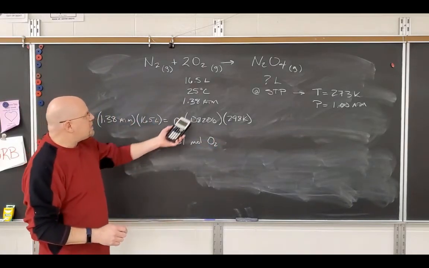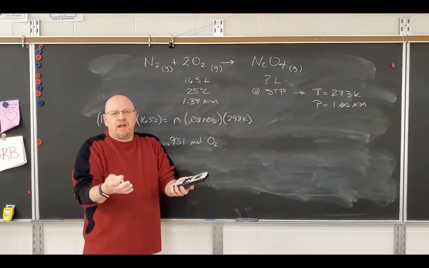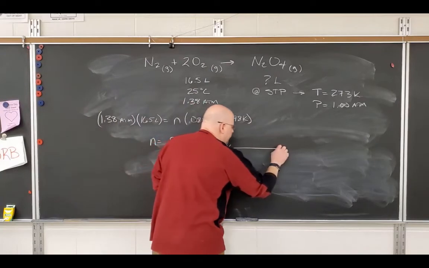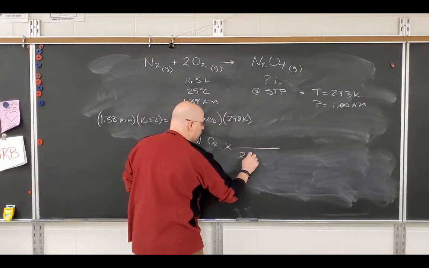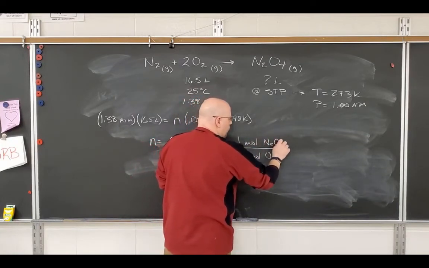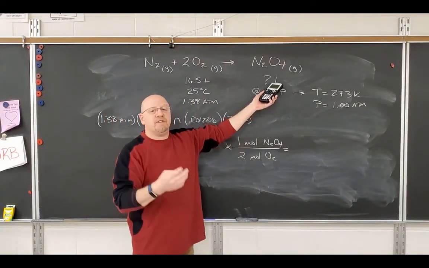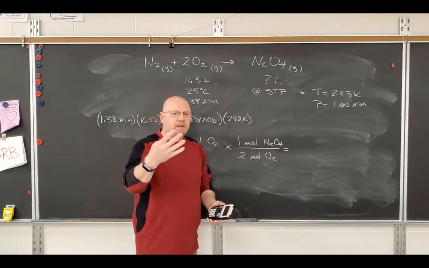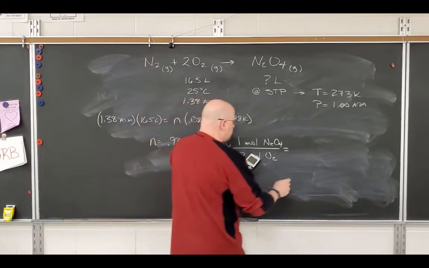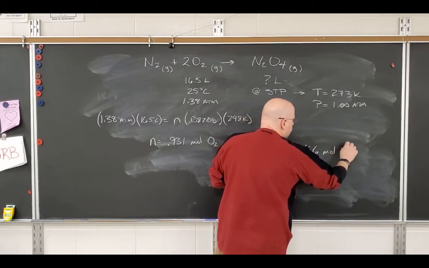Now, I need to get to moles of dinitrogen tetroxide. Okay, so every stoichiometry problem has a mole to mole. I have moles of oxygen. I can get moles of dinitrogen tetroxide by using our ratios: 2 moles of O2 to 1 mole of N2O4. And let's stop, because now we want to find what's the volume of this gas. We need 3 of the 4 variables. We've got moles now, so I'm going to divide that by 2. That gives me 0.466 moles of N2O4.